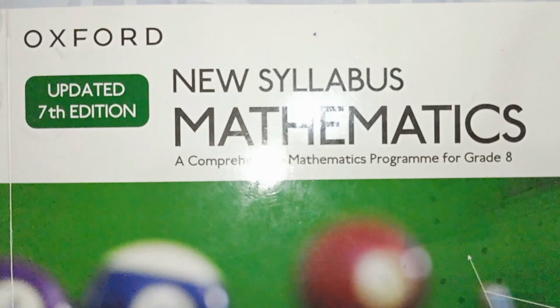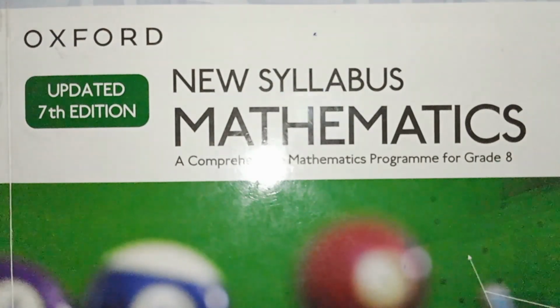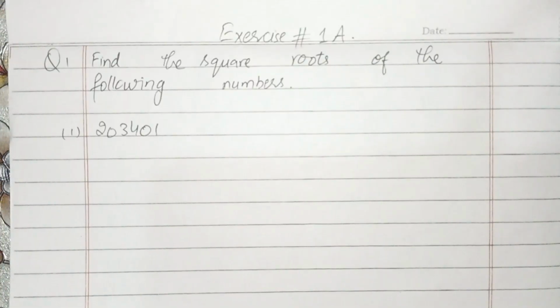This is the book D3, the updated 7th edition. Today we will do exercise 1A. Let's start, students. Question number 1: find the square roots of the following numbers.